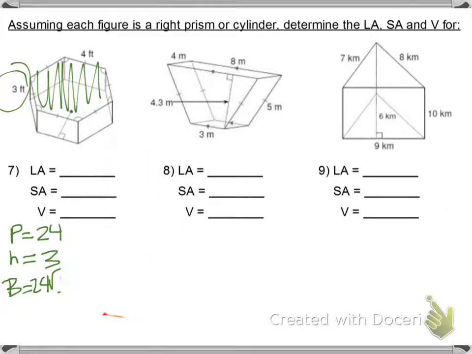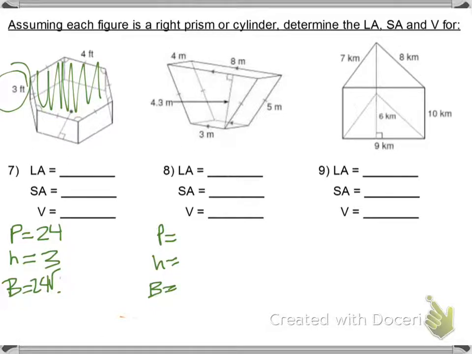All right, number 8. Here we have a trapezoidal prism. Notice what we have 2 of that are exactly the same are these trapezoids that are parallel to each other. And so this is a trapezoidal prism. And so, again, we're going to do the same thing. So we're going to get the perimeter of the trapezoid, the height of the prism, and then we'll get the area of the base. So those are the things we would need to plug in.